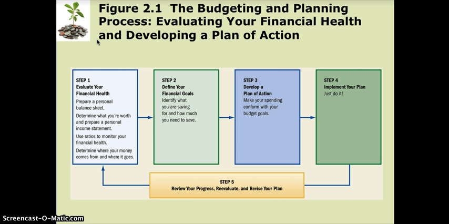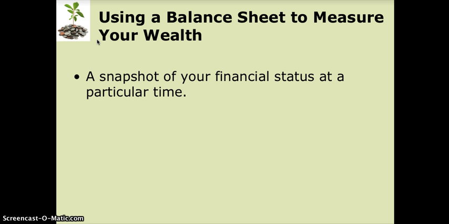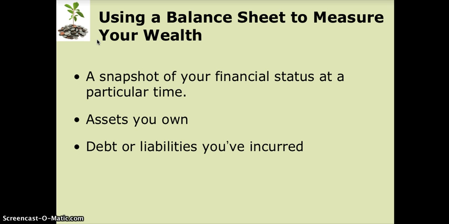This diagram talks us through the 5 steps of financial planning discussed in Chapter 1. We're here in Step 1, which is evaluating your financial health, and that's what this chapter is really all about. The first thing that we're going to look at is something called a balance sheet.